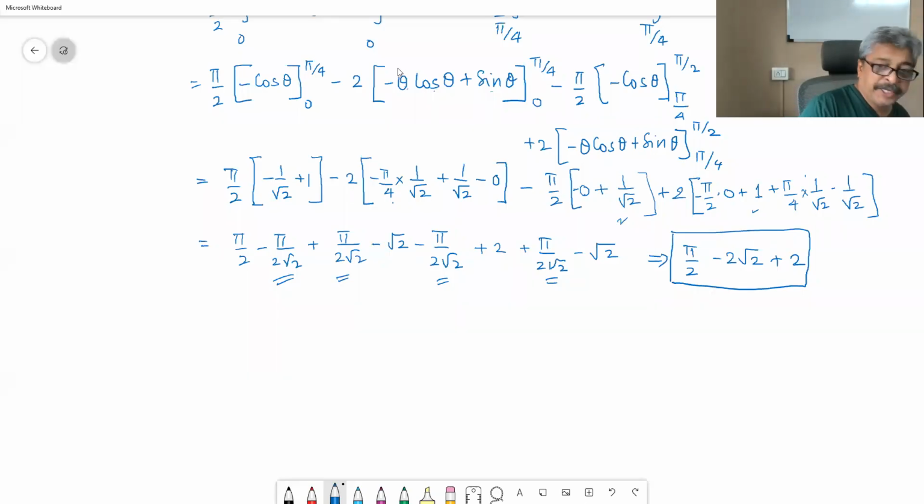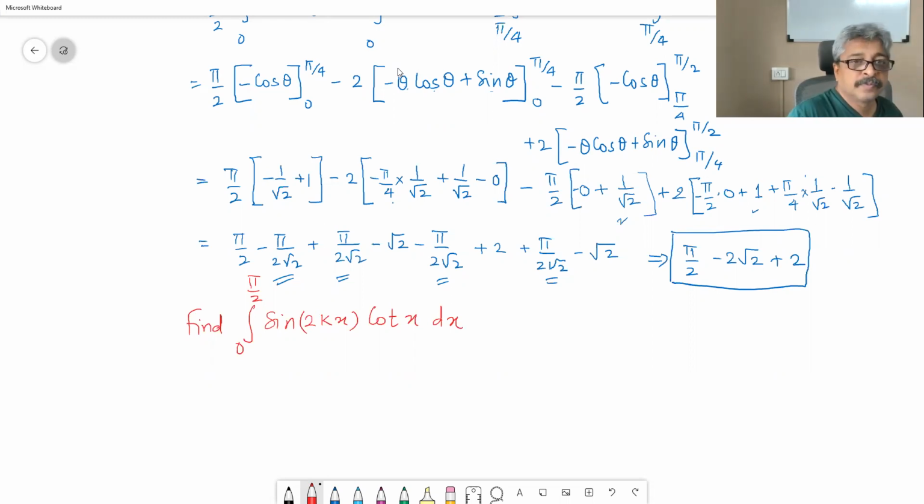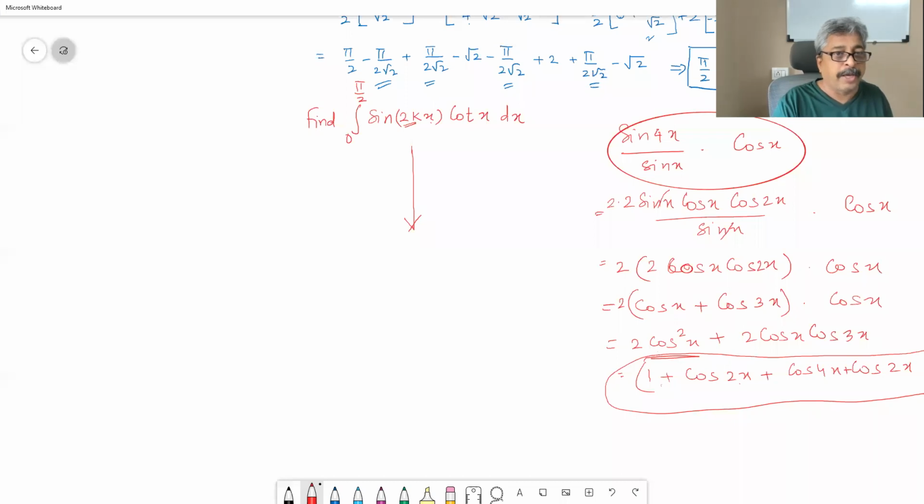Last problem. Find integral 0 to pi by 2 sine 2kx cot x dx is equal to. Okay, here is the solution.